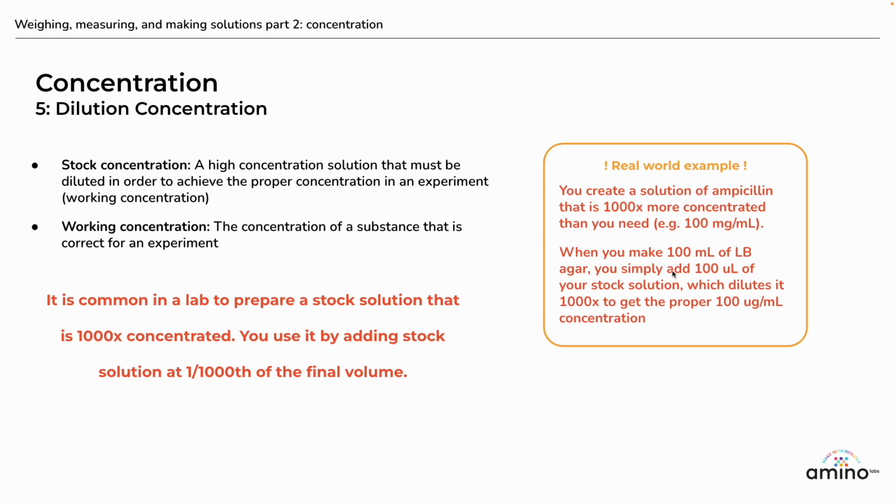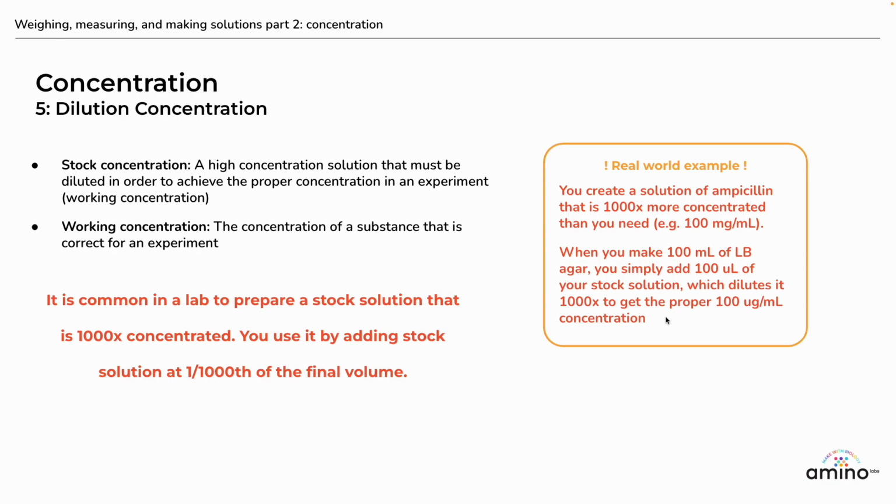When you do this, it will dilute your 1,000 times concentration down to 1x, and you'll get the proper concentration you need in that experiment, which is 100 micrograms per mil within the LB agar. Again, you're adding 1,000 times less of your concentrated stock solution, but it's 1,000 times more concentrated, which gets you to the 1x concentration that you need.